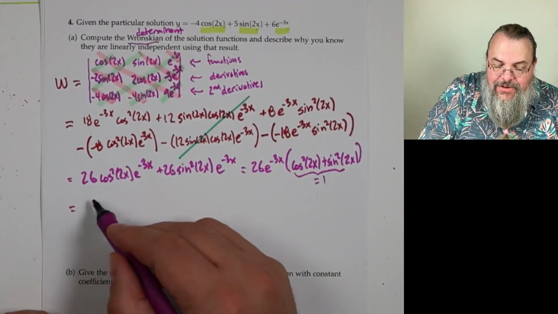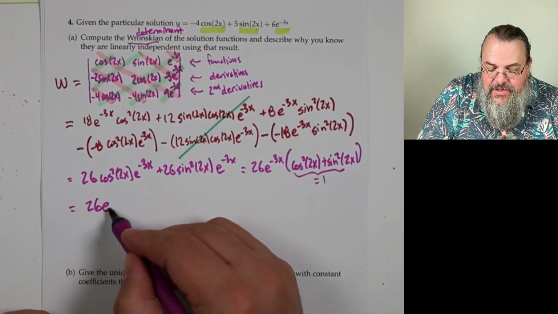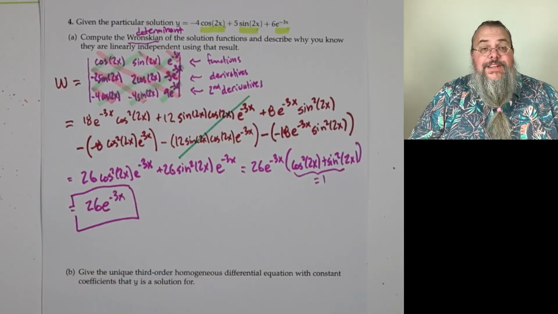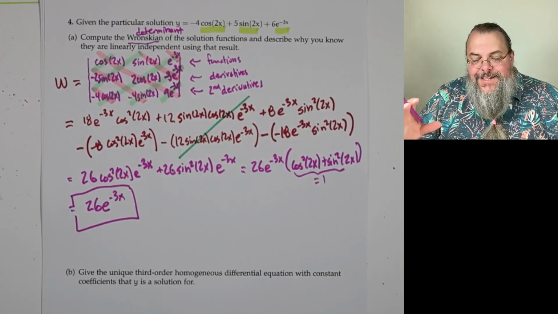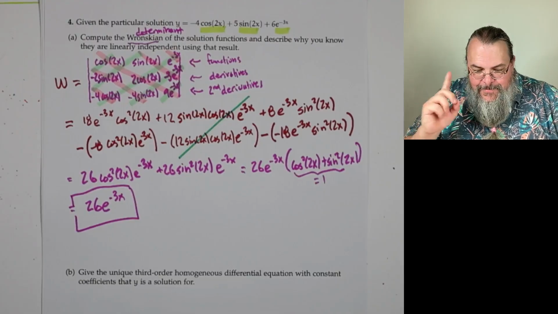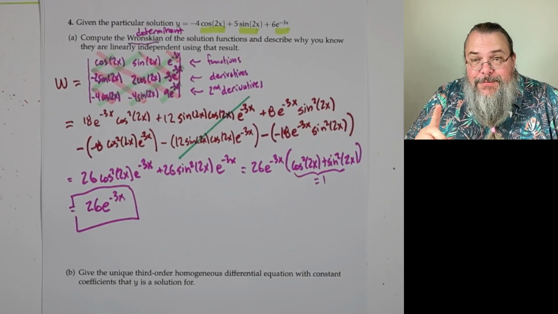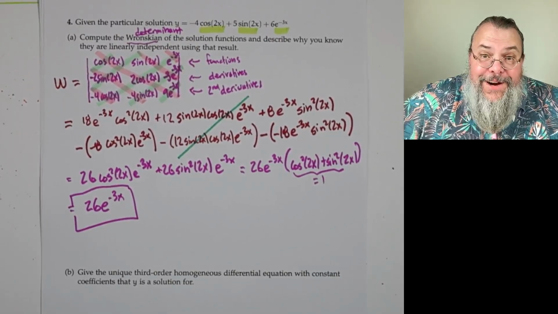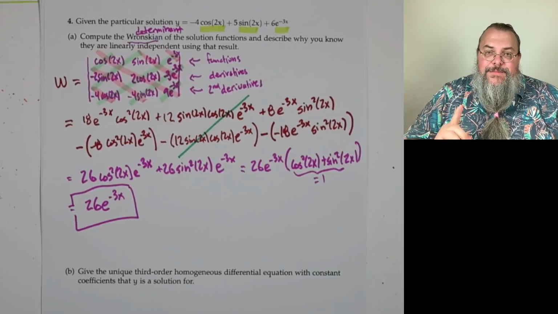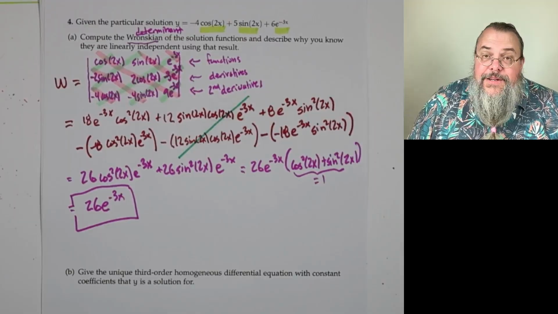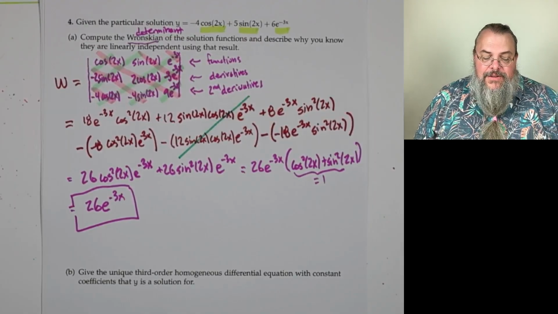So, our Wronskian, 26 e to the minus 3x. That's the Wronskian. Whew! Done. Now, we're not quite done with part A. We have successfully computed the Wronskian. We've done the hard part, but there's one other piece. It says, describe why you know they are linearly independent using that result.